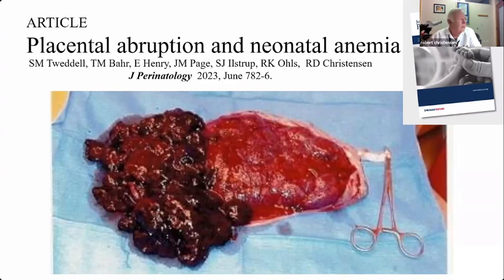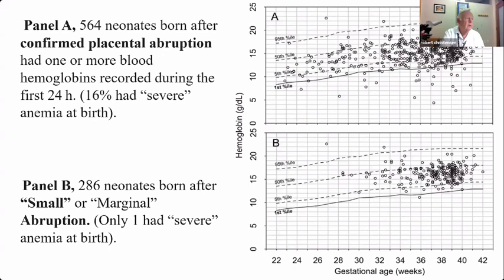Now, this is a paper that we put out in the Journal of Perinatology last June, a year ago, because there have been questions in my mind and the mind of others about how frequently does severe neonatal anemia occur because of abruption, or does it ever? Because that's mostly, if not entirely, maternal blood that is lost in an abruption. So what I'm showing you here is from that paper, and there are two panels, one on top of the other, very much like the ones I showed you with gestational age here and hemoglobin here.